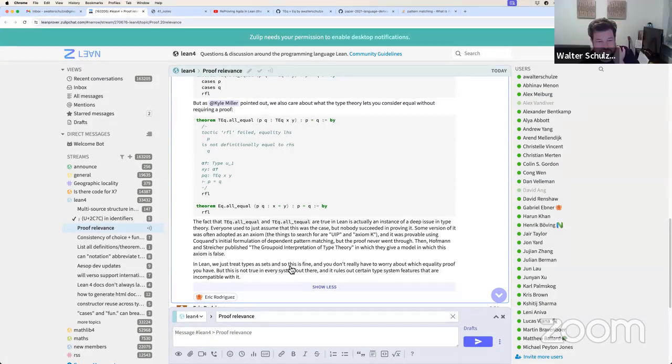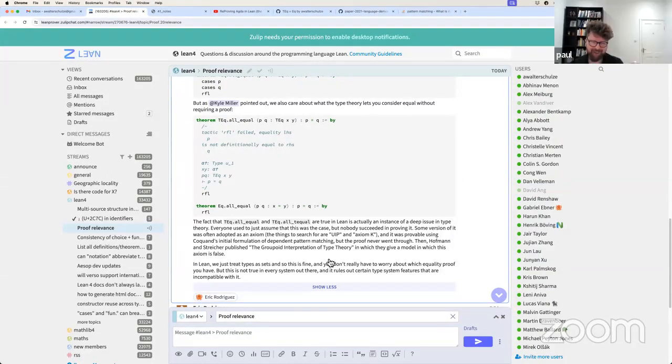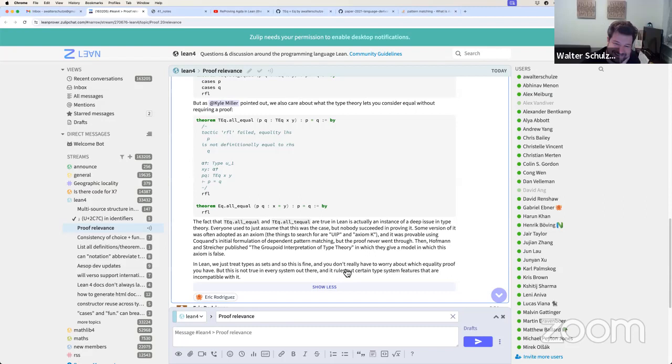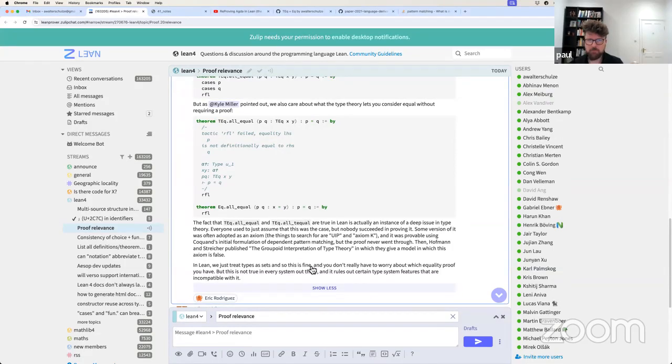In Lean, we just treat types as sets, so it's fine. You don't really have to worry about which equality proof you have. But this is not true in every system out there, and it rules out certain type system features that are incompatible with it. Okay, so it's a lot to take. Presumably that makes it difficult to do homotopy type theory in Lean then.